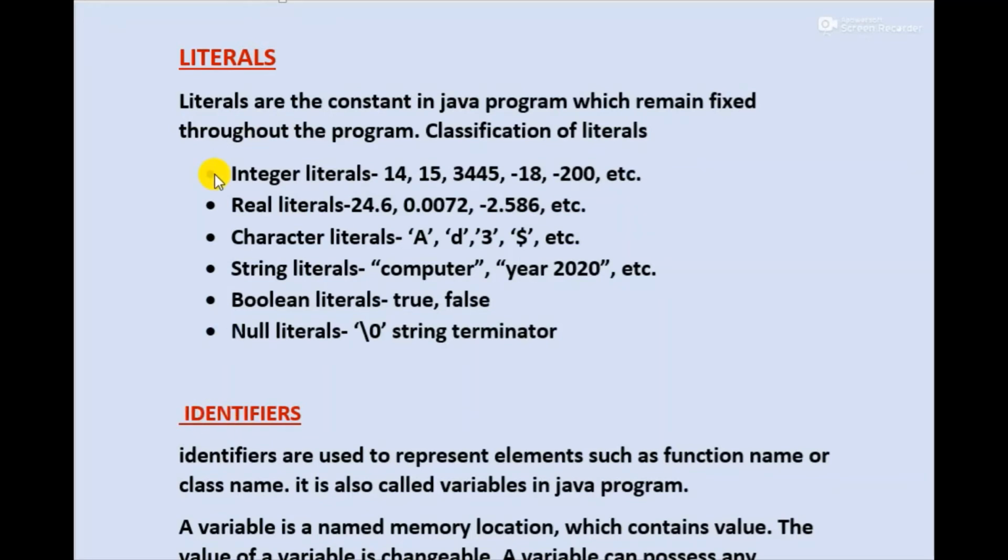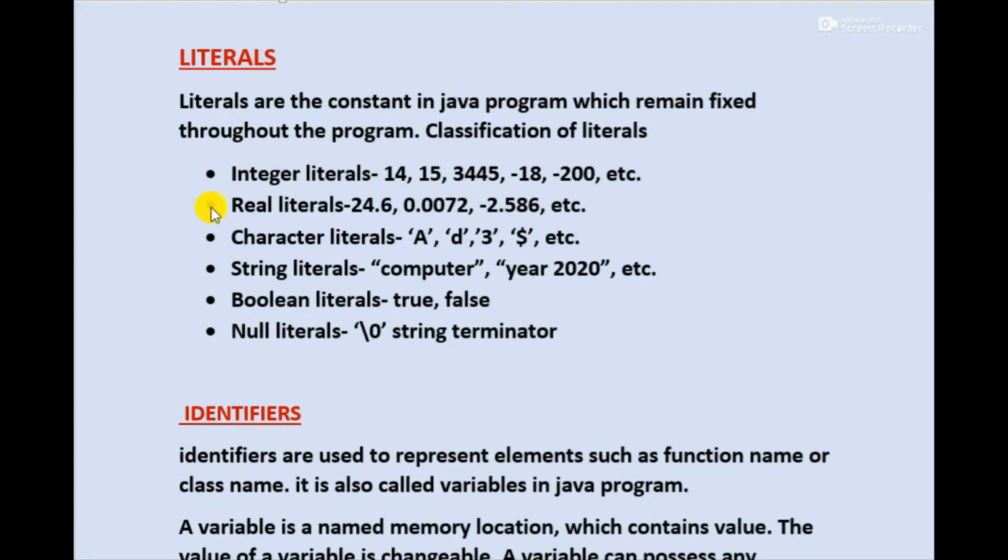The first one is integer literals. Integer literals are the numbers which are represented without the decimal point. The integer literals can be negative or positive. So always the integer literal, or we can say integer constant, will be without a decimal point, and it can be positive or negative. Here we can see these are the different examples of integer literals.